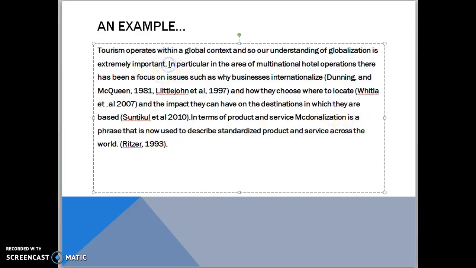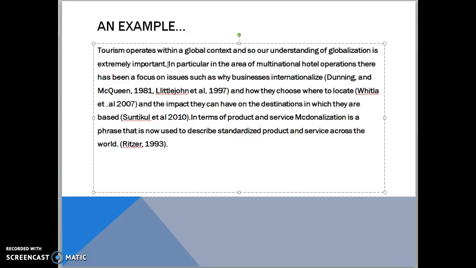So I'm going to go through it and look at some of the sentences and think about how you could tease out these issues more in order to provide a more analytical piece of work. So this first sentence: tourism operates within a global context, and so our understanding of globalization is extremely important. I absolutely agree with this statement, and it's a very good lead-in contextual sentence to have at the beginning of the paragraph. But what I would be expecting now is that the student digs into that issue a little bit more, instead of moving on to another topic.